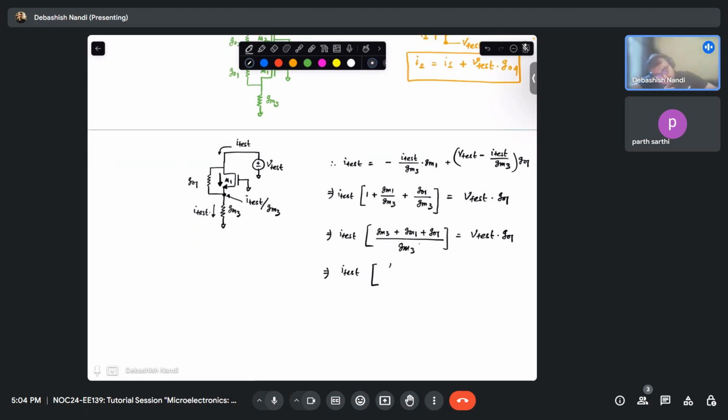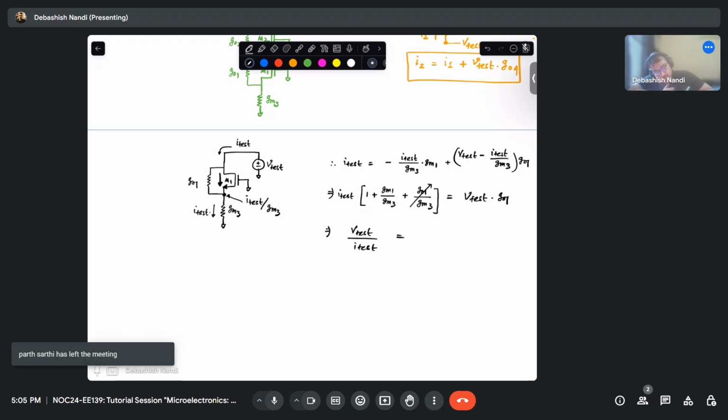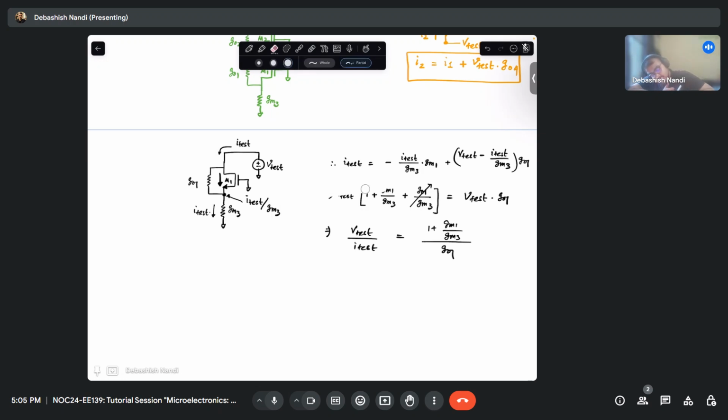So V test by I test will be, this quantity is very less, so you can almost ignore this. So this will be your 1 plus GM1 by GM3 divided by G01. So I think I have made some mistake. Let me just recalculate.